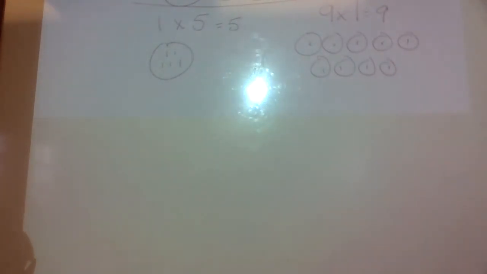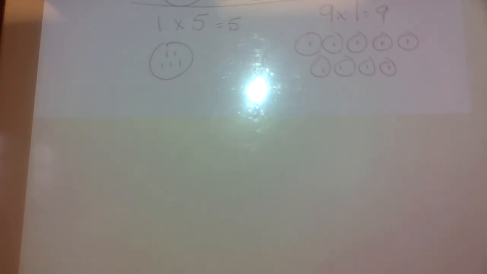Anytime you are multiplying times 1, the answer is the other number. So 1 times 13 equals 13. 250 times 1 equals 250. 1 billion times 1 equals 1 billion. So those are the two easy rules for multiplication. If it's multiplying times 0, your answer is always 0. You have nothing. If it is times 1, the answer is always the other number.